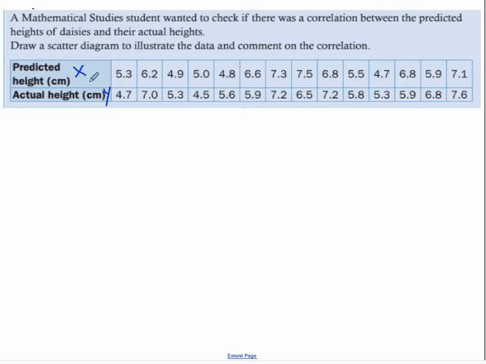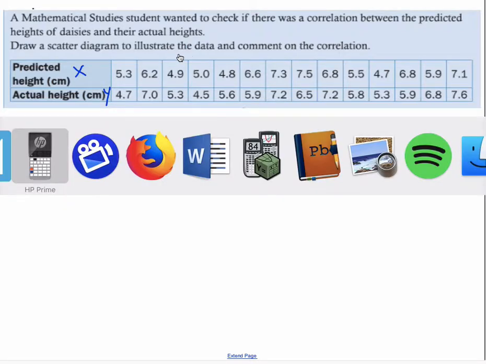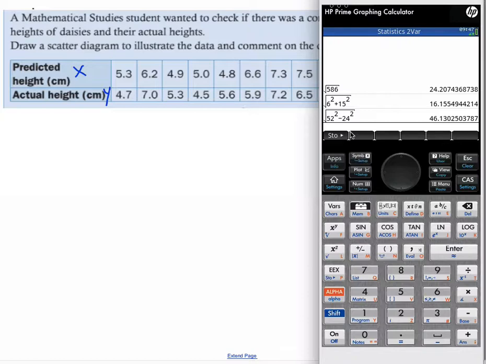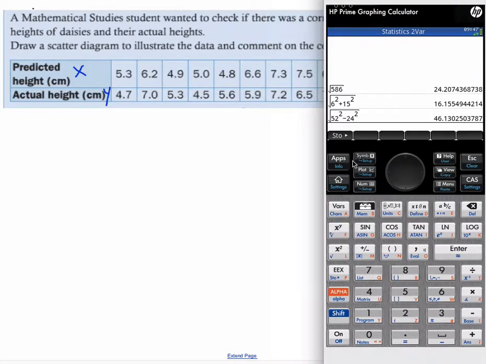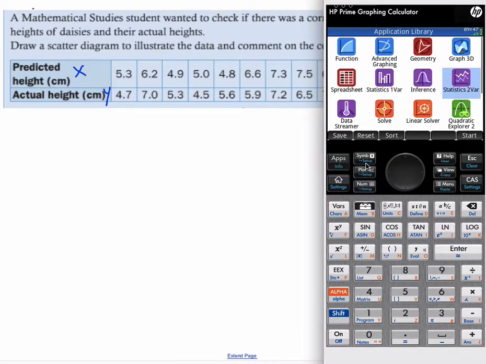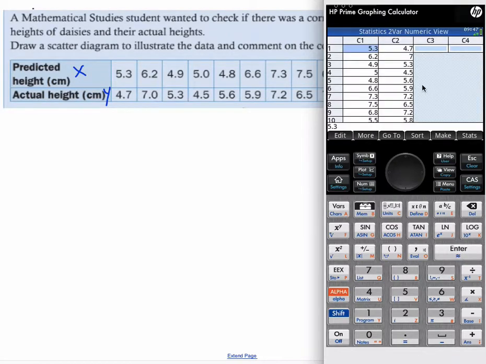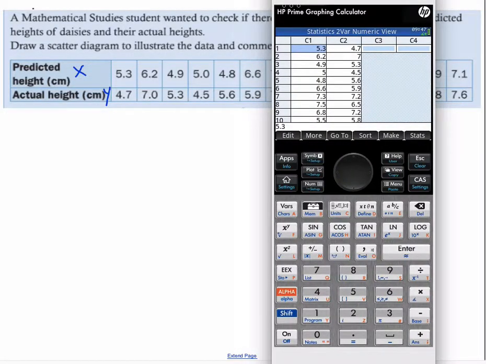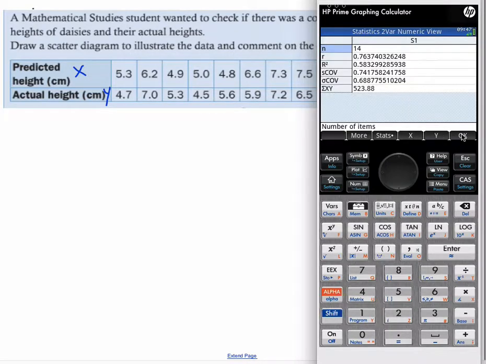Let's call the predicted height x, the actual height y, and I'm going to type all this data into my calculator. This is two variable statistics, so I'll go to apps, two variable statistics, and you type in all the data into C1 and C2, make sure they're all correct. And to get the mean point, I believe we just click on stats here. Now stats will give us the correlation coefficient, which shows that there's a strong positive relationship here.